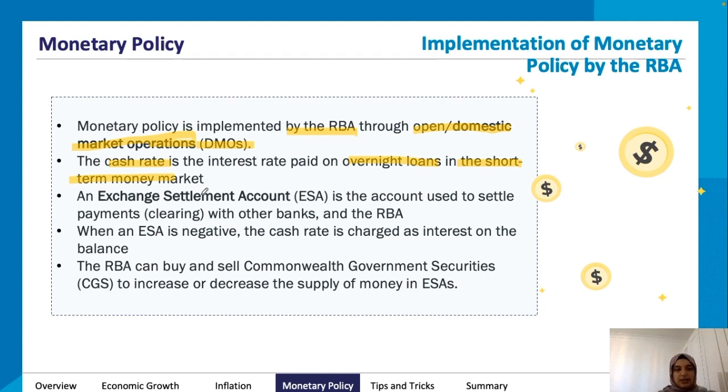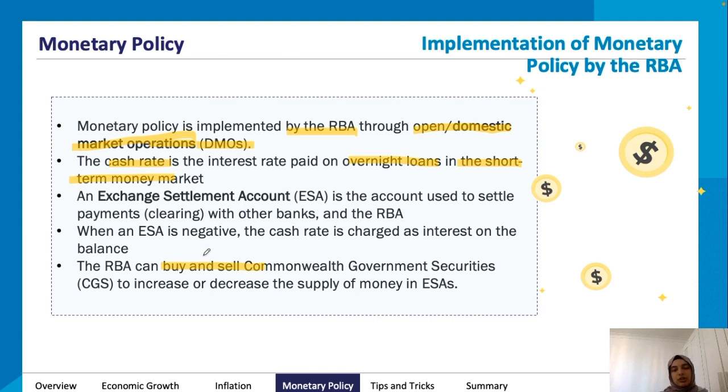So the RBA can sell or buy Commonwealth Government Securities, CGS, it's a mouthful, to increase or decrease the supply of money that is actually sitting in the exchange settlement accounts. Okay, so essentially what the RBA is trying to do is manipulate how much money is sitting in those ESAs, exchange settlement accounts.